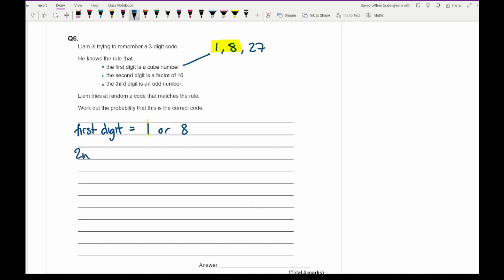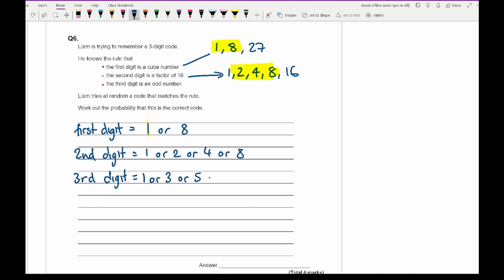Then for the second digit, we're looking for factors of 16. So we've got 1, 2, 4, 8 and 16. Out of those, how many are single digit? It's going to be 4. So it can either be 1 or 2 or 4 or 8. And the third digit, well, that can only be an odd number. So it's either going to be a 1 or a 3 or a 5 or a 7 or a 9.